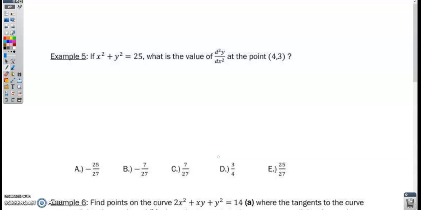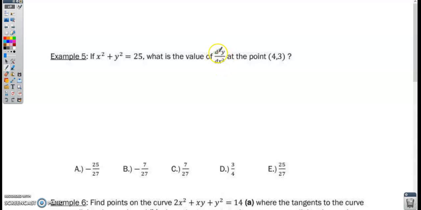One where we're finding a higher order derivative, and one where we're doing one of my favorite example problems related to implicit differentiation. So here we go. Example 5. If x squared plus y squared equals 25, what is the value of d squared y dx squared at the point 4, 3?